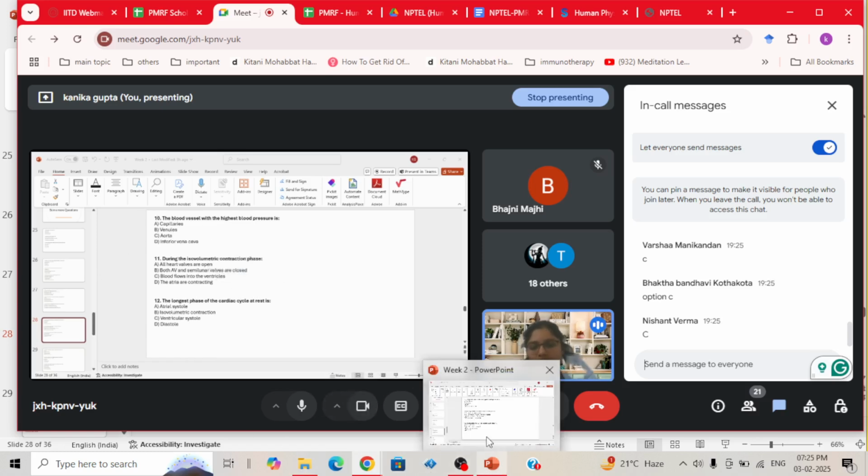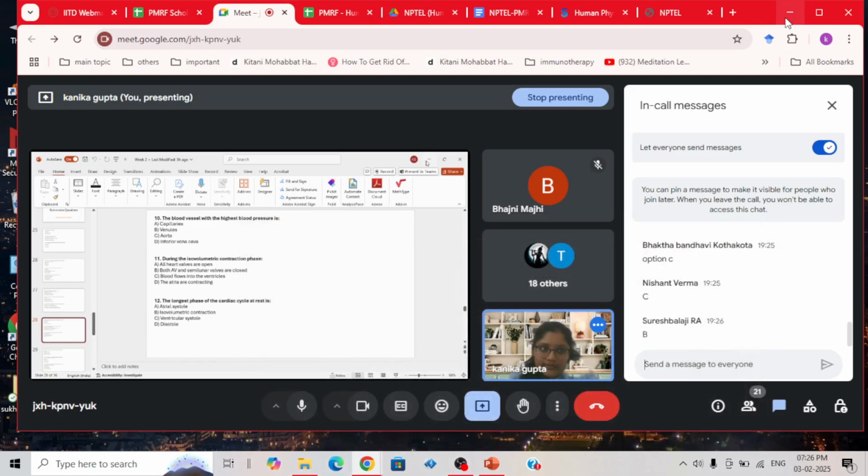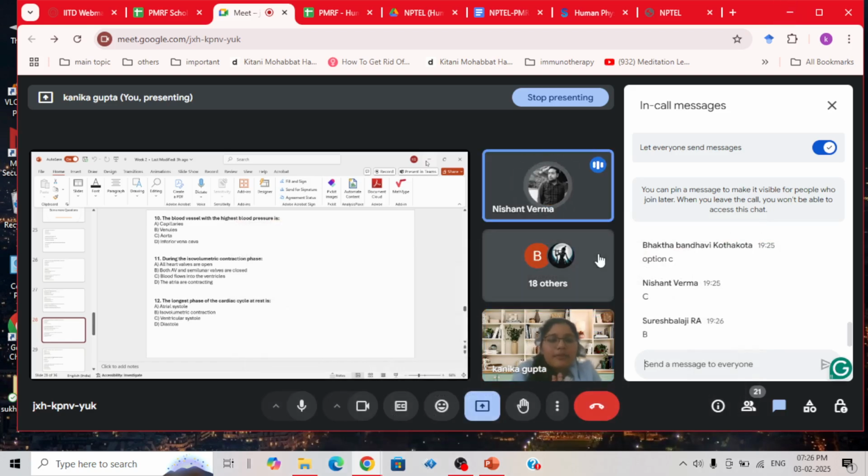Okay, now the turn for question 11. During the isovolumetric contraction phase, what will happen? Blood flows into the ventricles. ठीक है, बाकी के ऑप्शंस भी देख लेते हैं. सब लोग अपना आंसर दीजिए प्लीज इन द चैट बॉक्स. निशान, डू यू वांट टू से समथिंग? मैम ये आइसोवॉल्यूमेट्रिक एक बार फिर से बता देंगे क्या? Isovolumetric contraction.